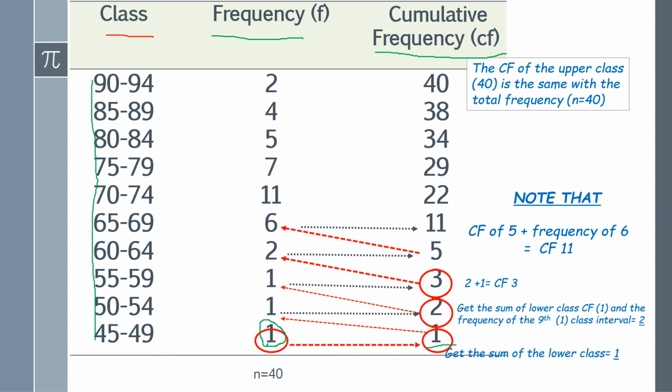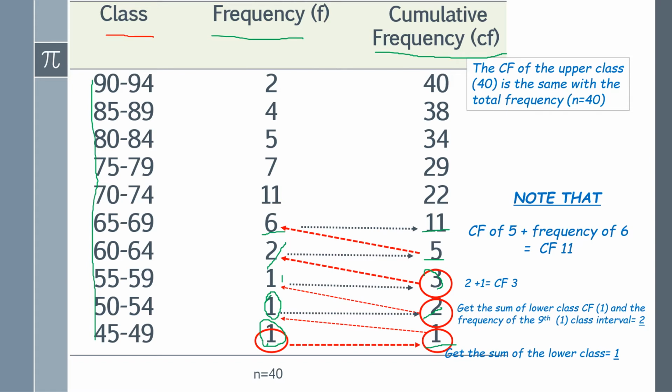Okay? After ito, we need to add the CF1 or cumulative frequency 1 to the next upper class. So, 1 plus 1, saan natin nagkuha yung 1? Of course, on this frequency, 1 plus 1 is equal to 2. Okay? 2 plus 1 is equal to 3. No? 3 plus 2 is equal to 5. 5 plus 6 is equal to 11. Nakuha na? So, yan lamang yung parang basis natin.